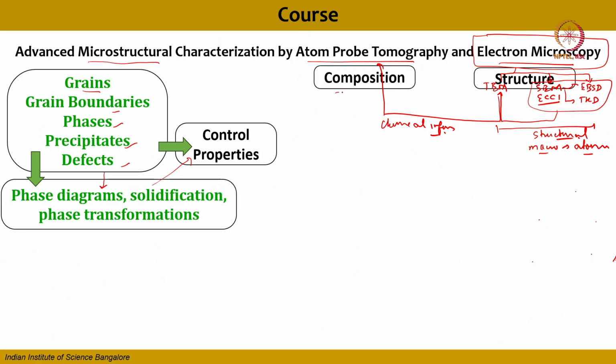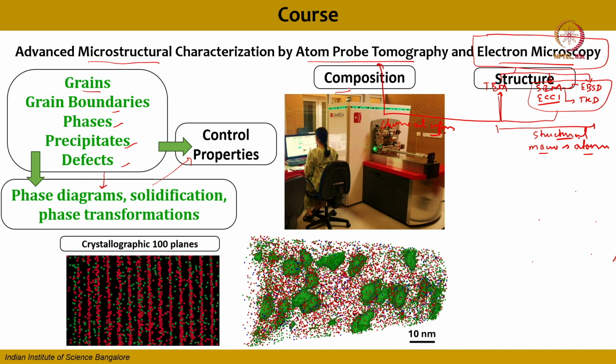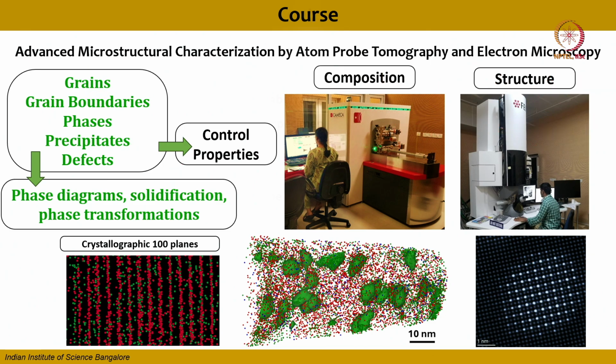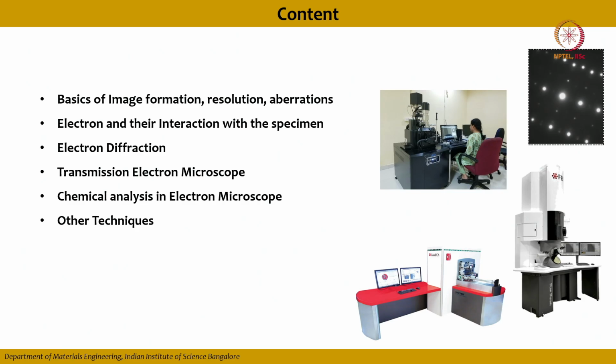Okay, so this is the composition, this is the structure, and we have already covered the reconstruction. In the last few classes, maybe two or three, I will show you how atom probe tomography can be used with electron microscopy to get correlative information of structure and chemistry. Now we will focus mostly on the transmission electron microscope. Fine. So the content will be in the next 10 hours of lectures, or around 18 to 20 lectures.